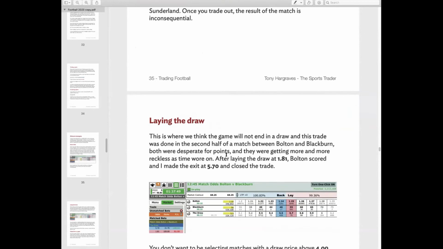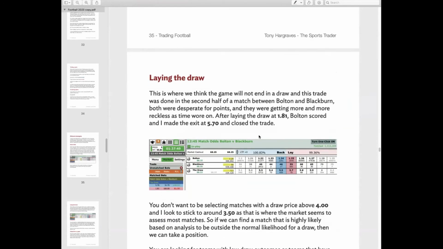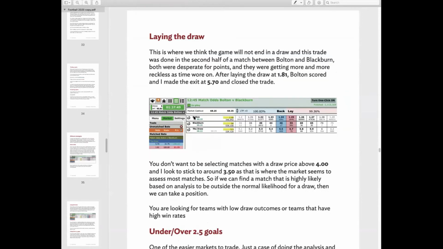Then there's laying the draw, where obviously we think the game will not end in a draw. So this trade was done in the second half. I've just obviously looked at the shots and thought there's a goal coming here. I laid the draw at 1.81. Bolton scored, made the exit at 5.70, closed the trade.